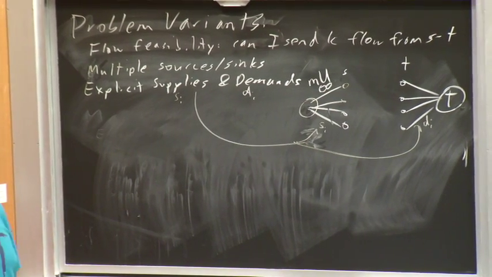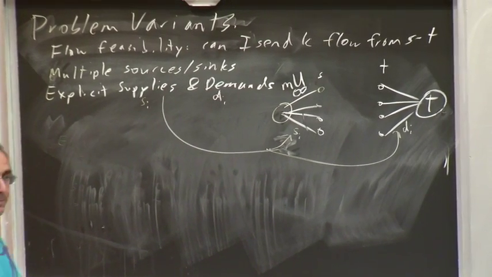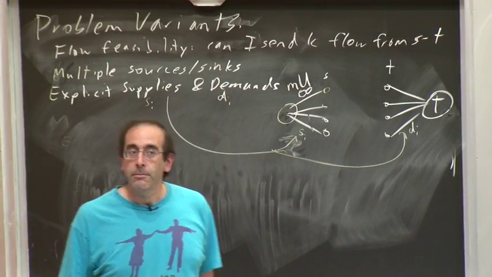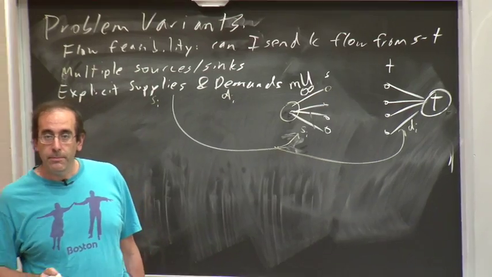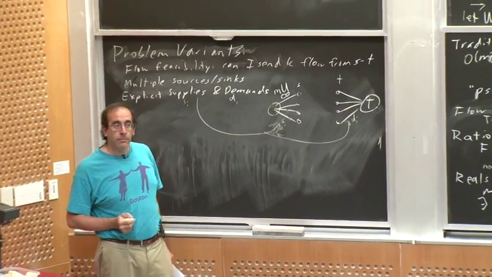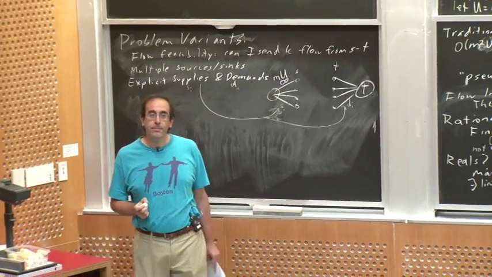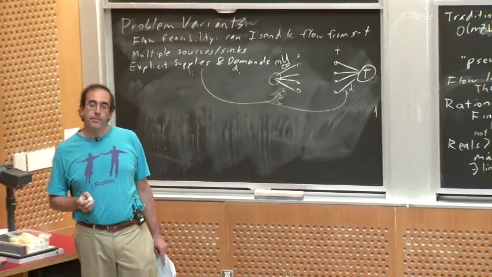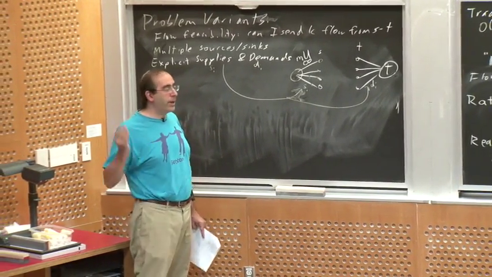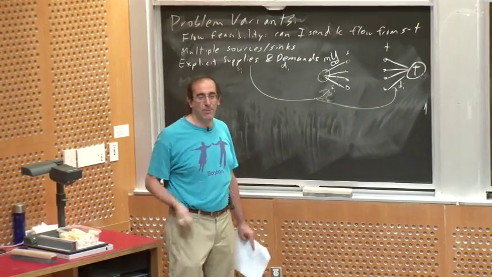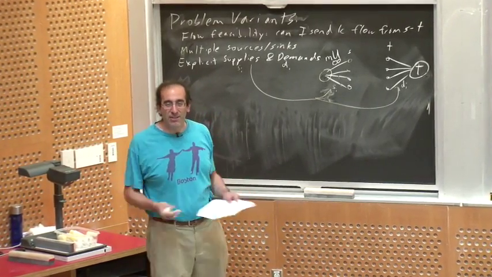Once I've done that, how do I now decide if the problem is feasible? Yeah? You check if the demands are met. Met by what? What flow? I just created a graph. I don't have a flow yet. Sorry, I'm being pedantic, but what problem do I solve?